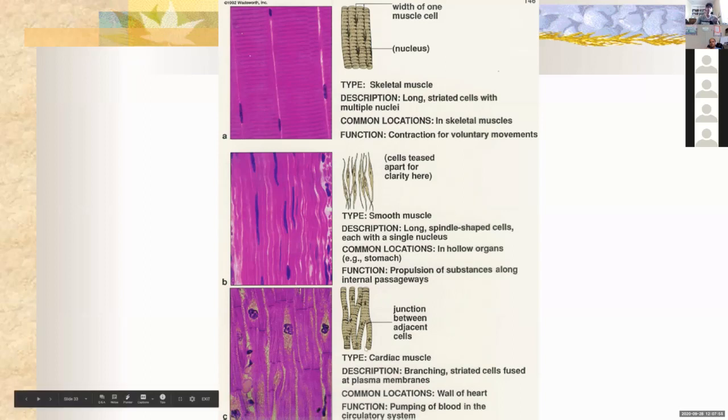But then there's a third type of muscle, and this is a really special type of muscle because it's only found in the wall of the heart. And we call this cardiac muscle. And you can kind of see how these three tissues look different.